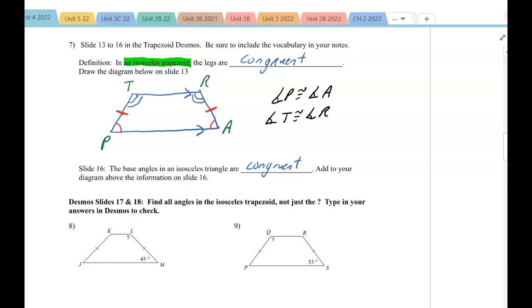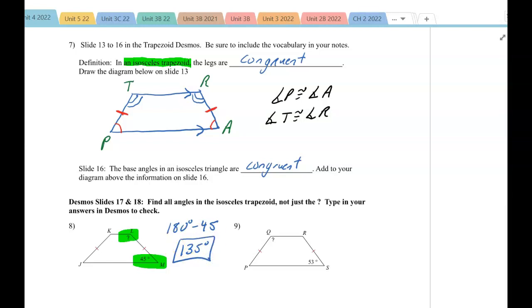relationship still holds. If we look at problem number 8, even though this is an isosceles trapezoid, these two angles that I just highlighted in green still are supplementary. So when I subtract 180 minus 45, the question mark is 135 degrees.